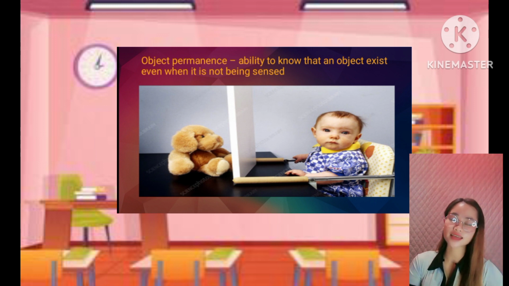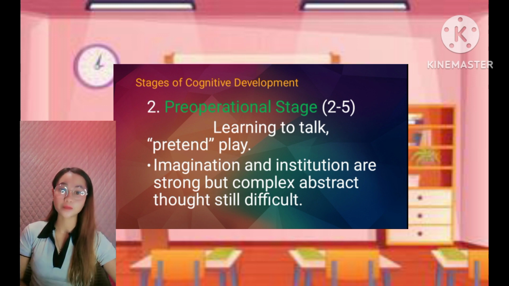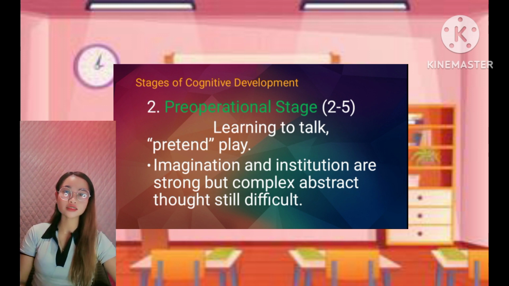Okay, so that is a sign that they develop object permanence. That is a part of the sensorimotor stage at the age of 0 to 2. Next, we have the pre-operational stage at the age of 2 to 5 years old. A child is learning to talk, their imagination and intuition are strong, but complex, abstract thoughts are still difficult.